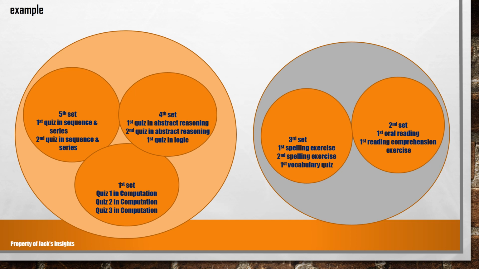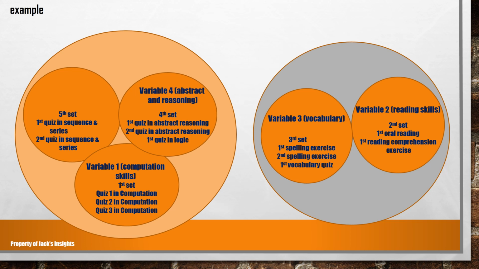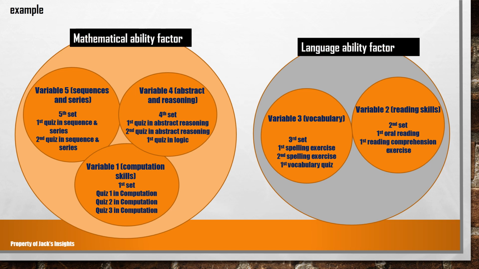Now this time, we can consider that the first set of indicators can be considered as computation skills variable, the second set is reading skills variable, the third is vocabulary variable, the fourth is abstract reasoning skills variable, and the last set is considered sequences and series variable. Furthermore, sets 1, 4, and 5 or variables 1, 4, and 5 are considered as mathematical ability factor, while variables 2 and 3 are considered as language ability factor.